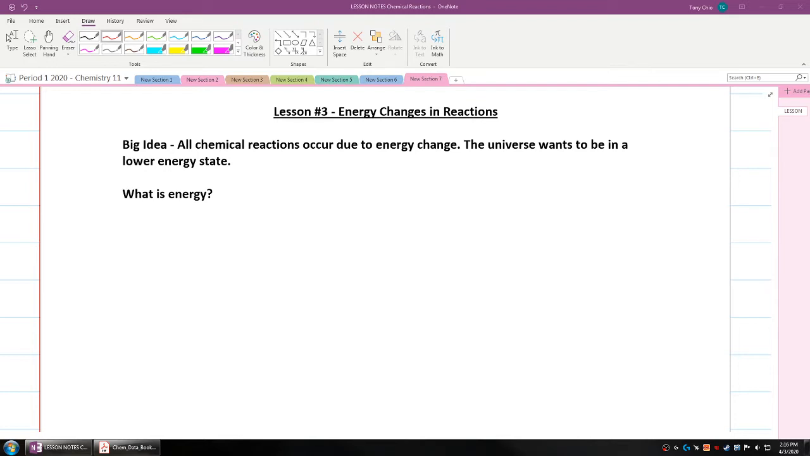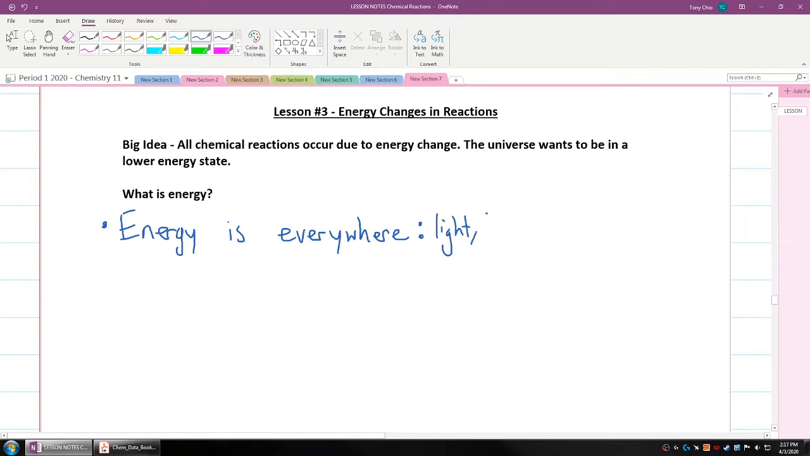The universe wants to be in a lower energy state usually, and pretty much always. So, before we get started, we have to ask the question: what is energy? Energy is everywhere. You see this energy in many different forms, such as light, heat, and motion, and there are many other types of energy. It's the driving force that makes things move and stop, so it's a driving force for motion.